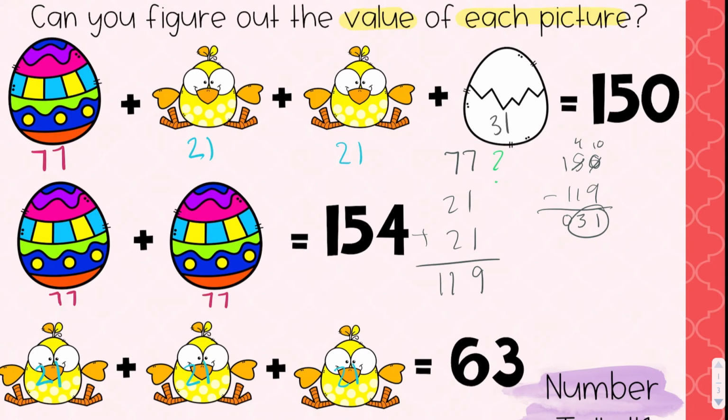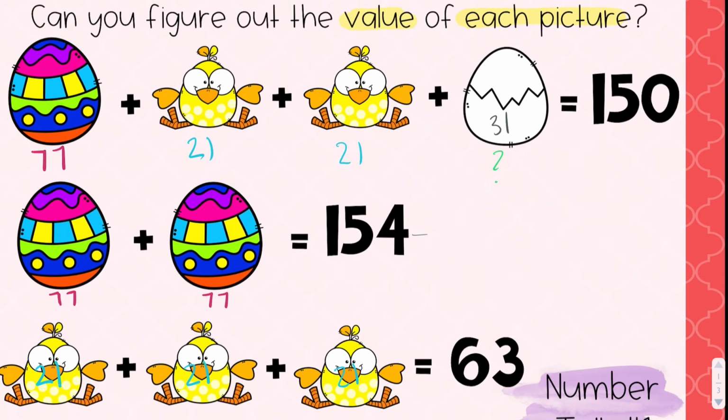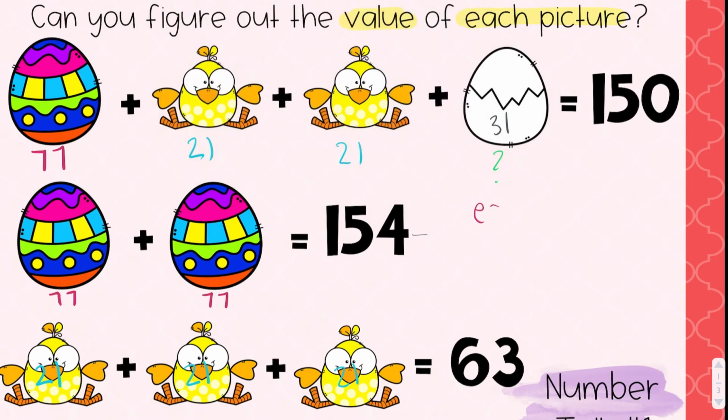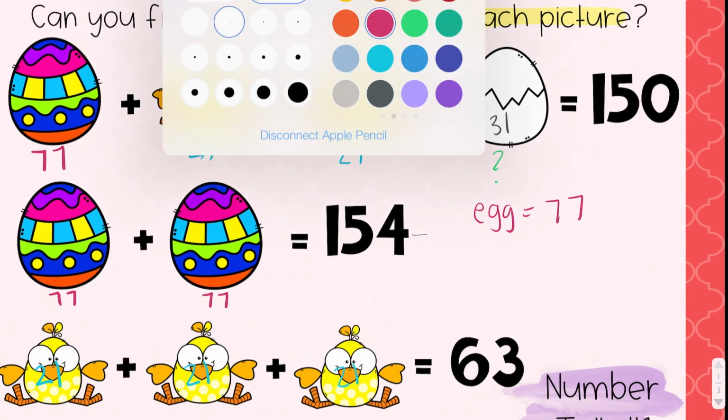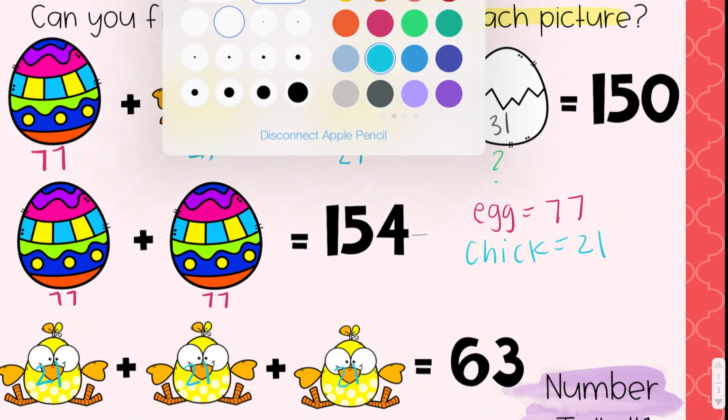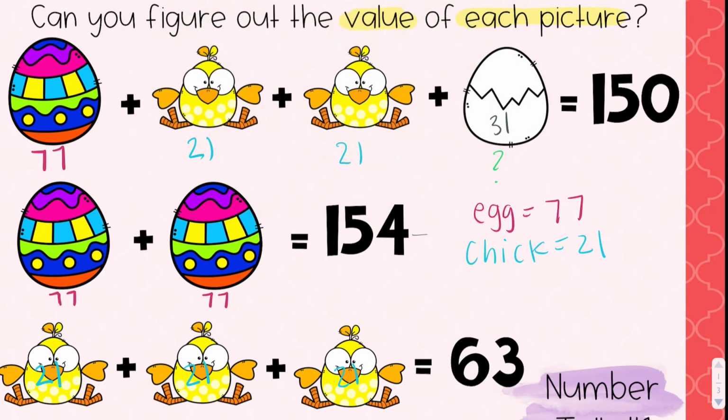If I was to add all those numbers together, 77 plus 21 plus 21 plus 31, I should get 150. To answer the question, can we find the value of each picture? We can. The value of the decorative egg is 77, the value of the chick is 21, and the value of the cracked egg is 31.